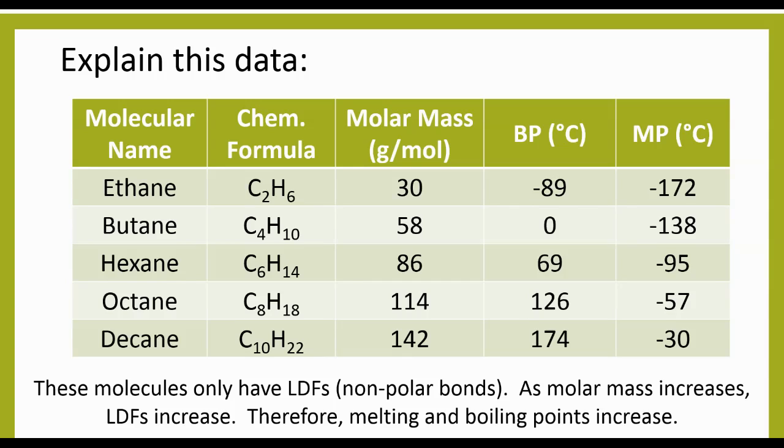And as we look at the boiling points and the melting points, we see that trend fitting in. It takes more energy to overcome the greater London dispersion forces in decane than it does to overcome the London dispersion forces in ethane. So decane has a higher boiling point and a higher melting point.